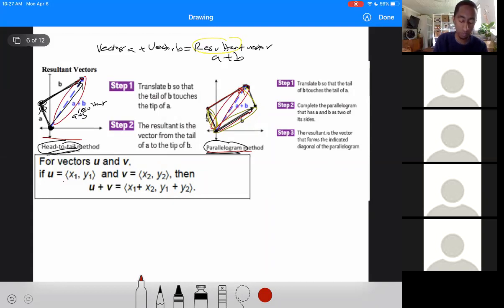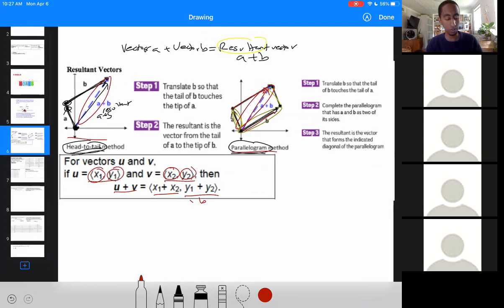Algebraically, if this is one vector and this is the other vector and you're adding them, you really just add x1 and x2. That becomes the a of your resultant. You add y1 and y2, and that becomes the b of the resultant. Okay, so that's algebraically.